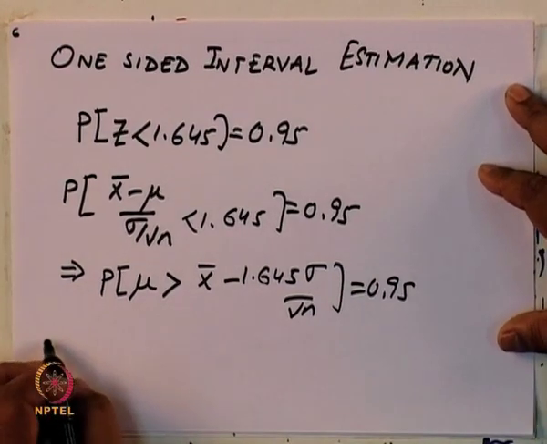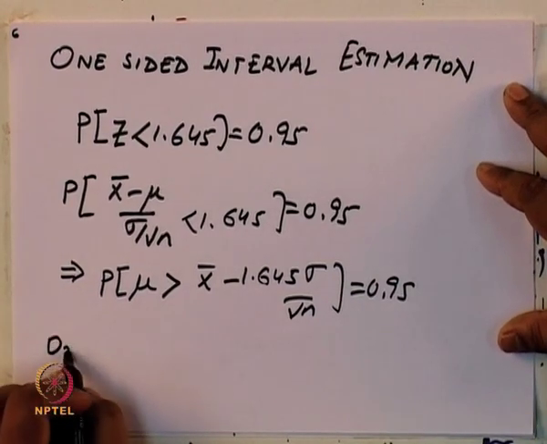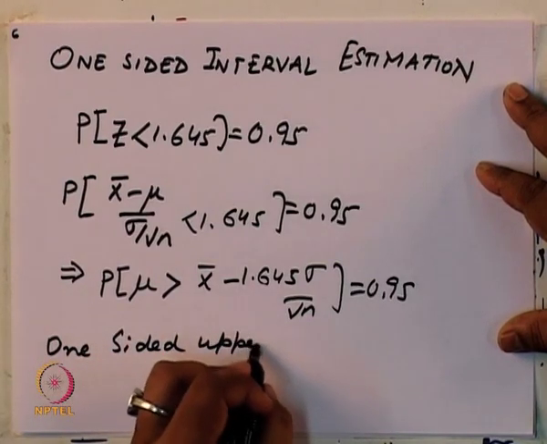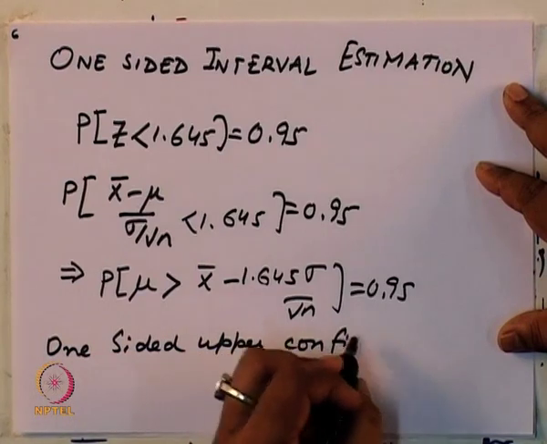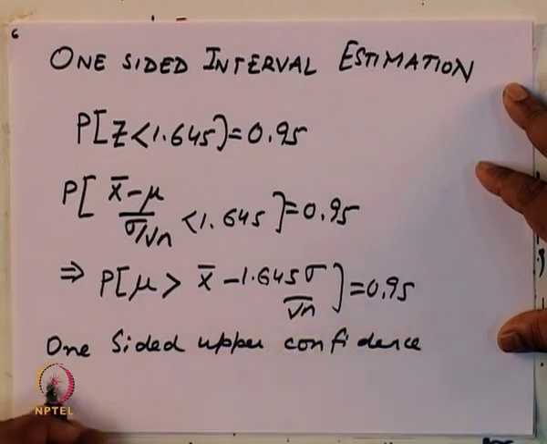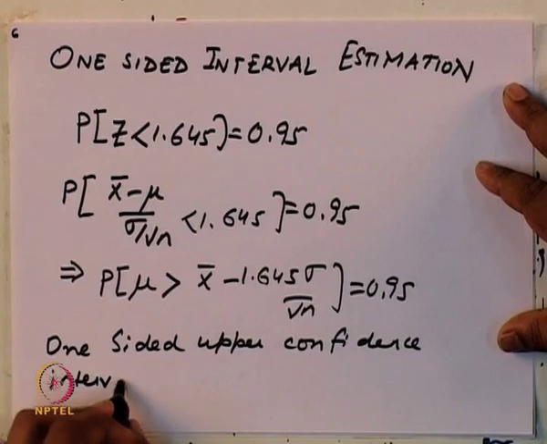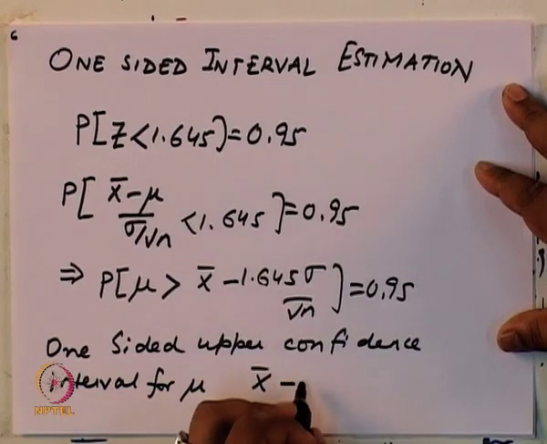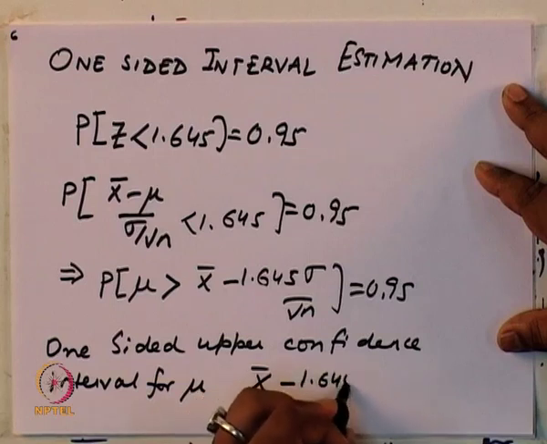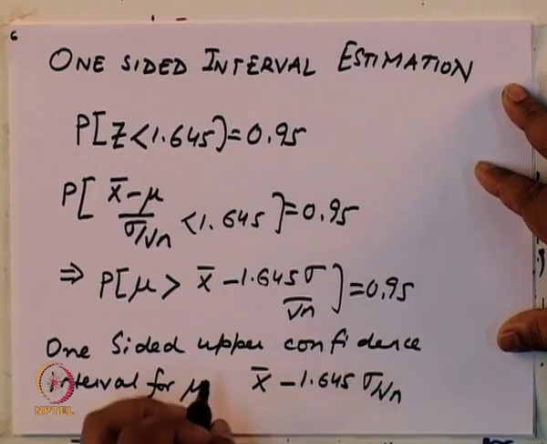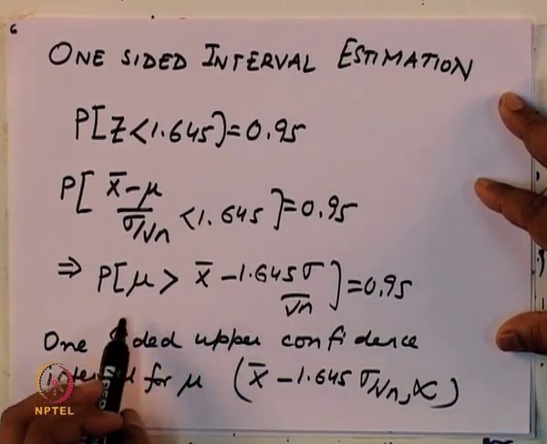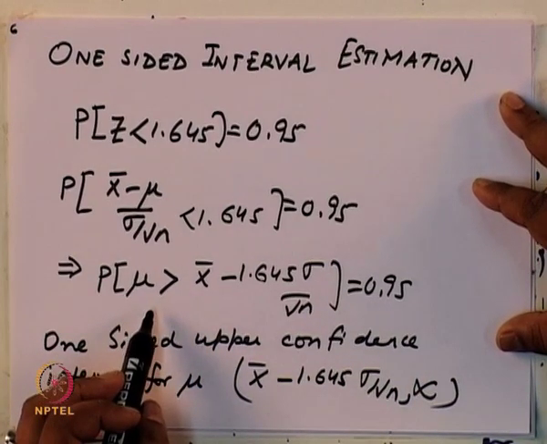Okay. So, this is the one sided upper confidence interval for mu, and it will be given by x bar minus 1.645 sigma by root n, comma infinity, because this is the lowest value possible for mu.